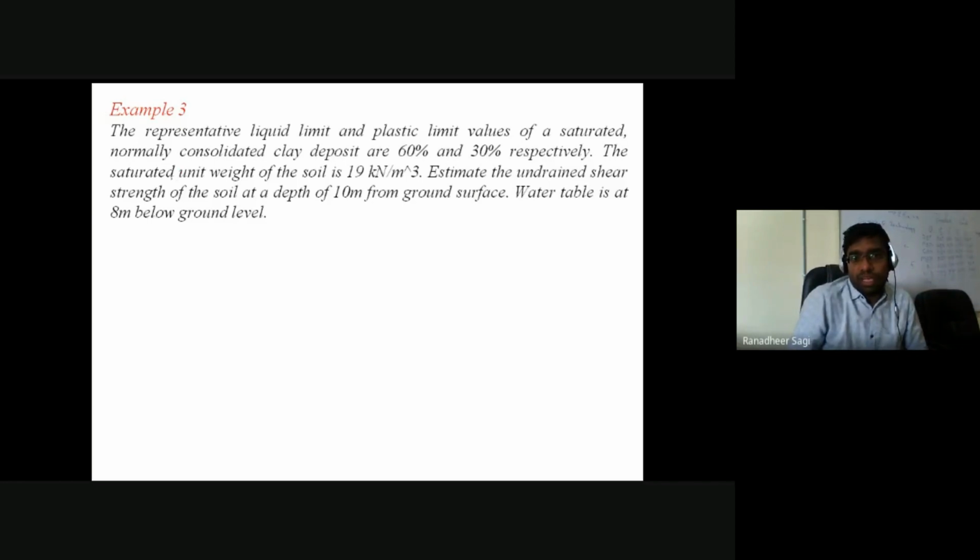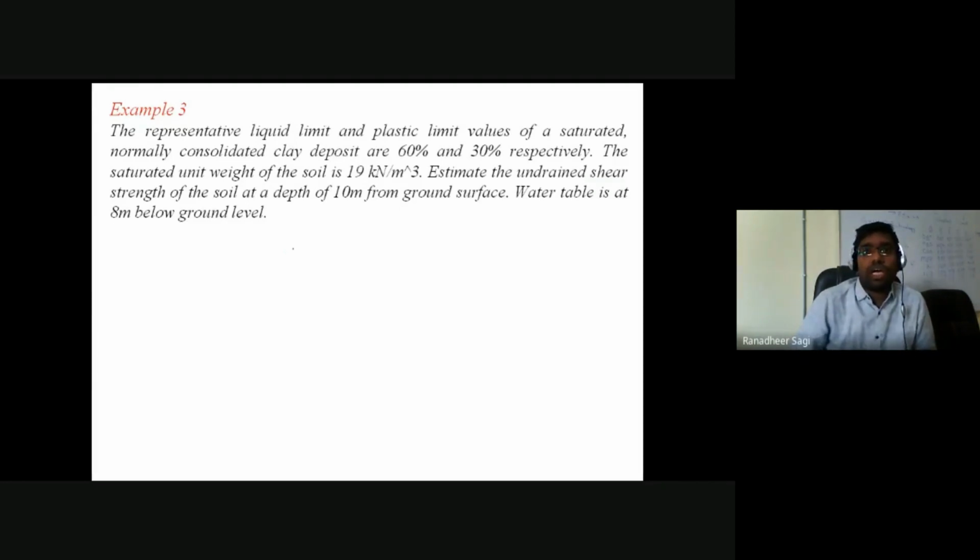The representative liquid limit and plastic limit values of a saturated, normally consolidated clay deposit are 60% and 30% respectively. The saturated unit weight of the soil is 19 kilonewton per meter cube. Estimate the undrained shear strength of the soil at a depth of 10 meters from ground surface. And it is said that the water table is at 8 meters below ground level. So what we are required to find out is determining the undrained shear strength of the soil.